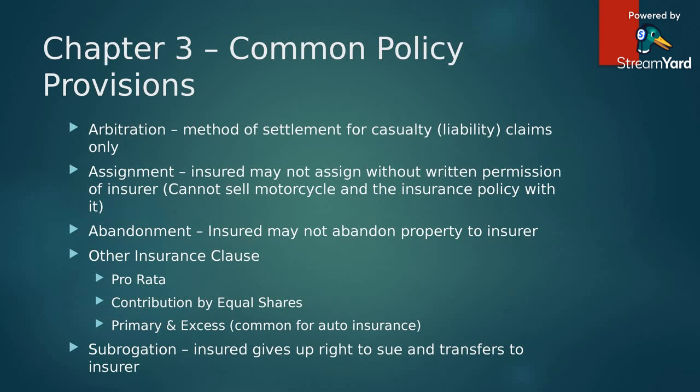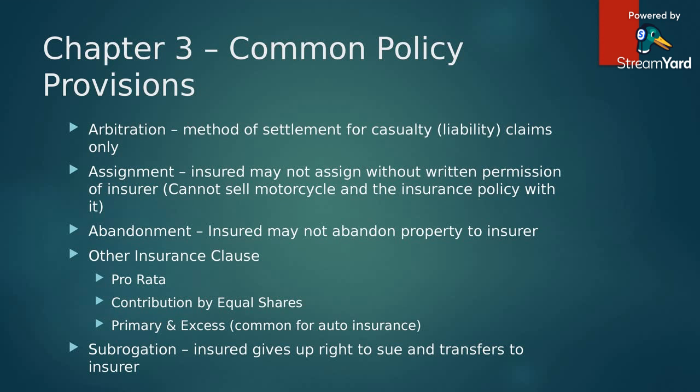The other insurance clause, this is going to be when you have more than one insurance policy on a property, which typically comes when there's split ownership. This is how the insurance company decides which insurance is going to pay what. So this is already preordained out there. If you look on page 45 in your book, you're going to have 3 different methods: the pro rata method, the contribution by equal shares method, and the primary and excess, which is the most common for automobile insurance.